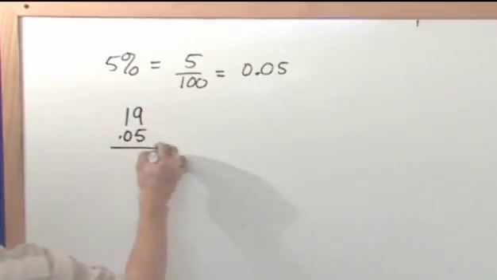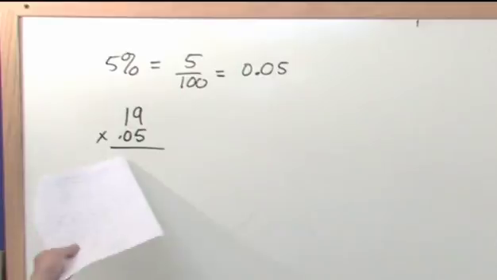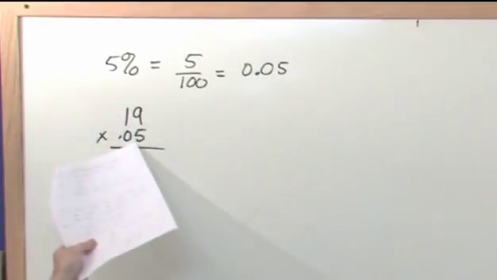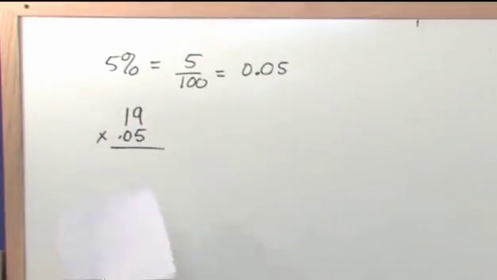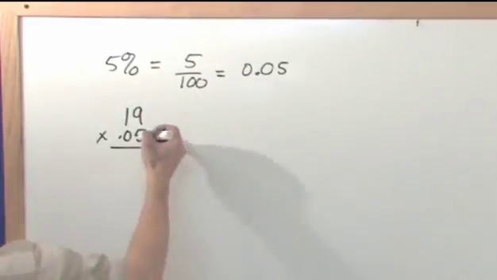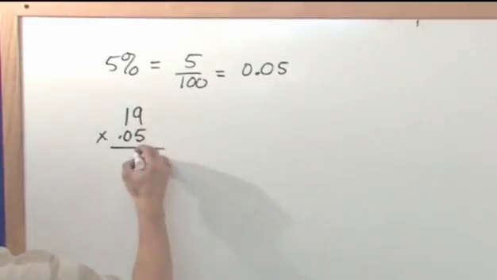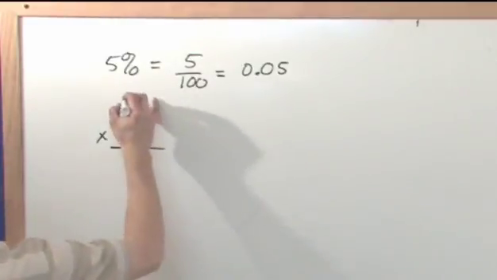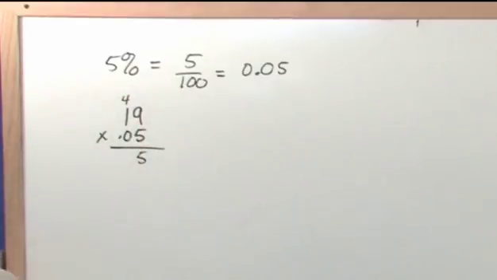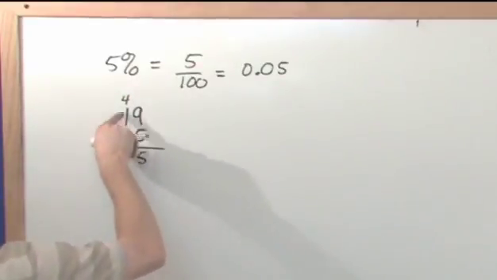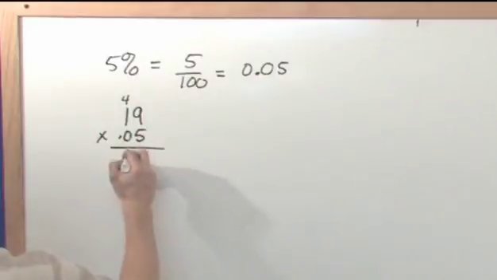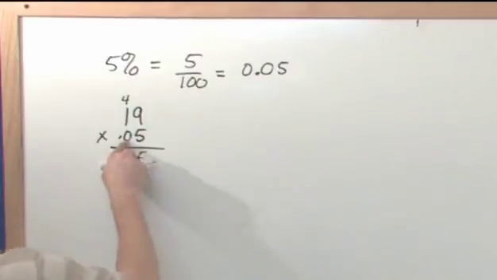So let's multiply that by the price of the book to find out how much tax we have. Multiply by 0.05. I'm multiplying the price times the tax in terms of a decimal to find out how much tax we have. Starting with this. 5 times 9 is 45. Put the 5, carry the 4. 5 times 1 is 5. Plus 4 is 9.